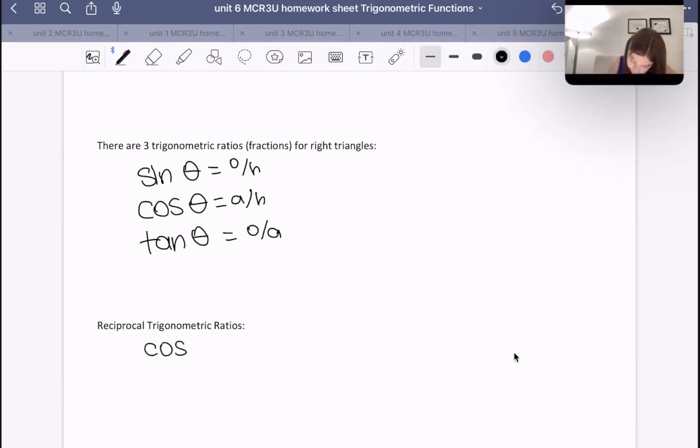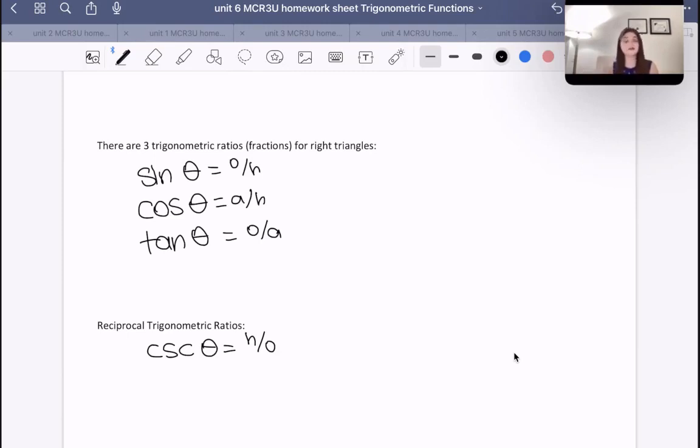cosecant, CSC theta, which is equal to hypotenuse over opposite. So notice all I did is I took the reciprocal, I switched the O and the H. Now it's hypotenuse over opposite rather than opposite over hypotenuse.